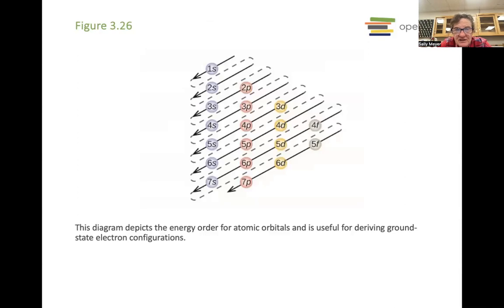This is just a picture that shows you the order in which orbitals fill. We'll also talk more about this in class, but 1s fills, then 2s, 2p, 3s, 3p, 4s, 3d, 4p, 5s. So you go down the diagonal arrow, and then you go back to the start at the top of the next arrow.